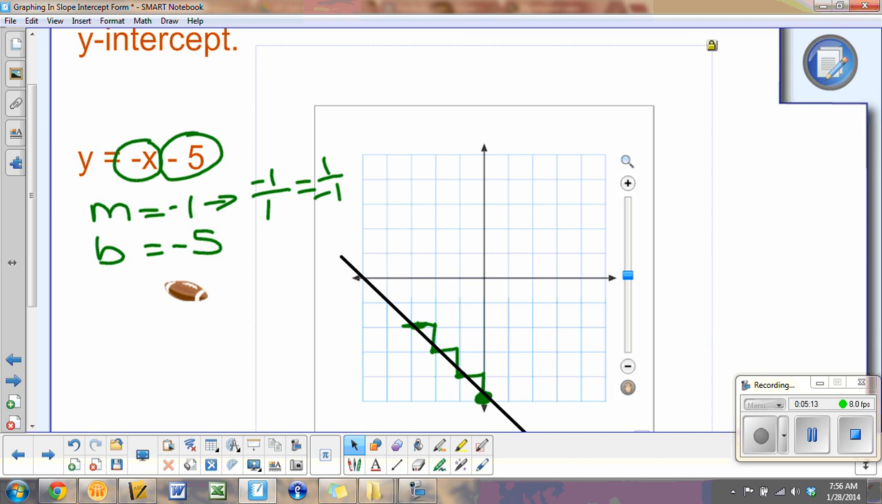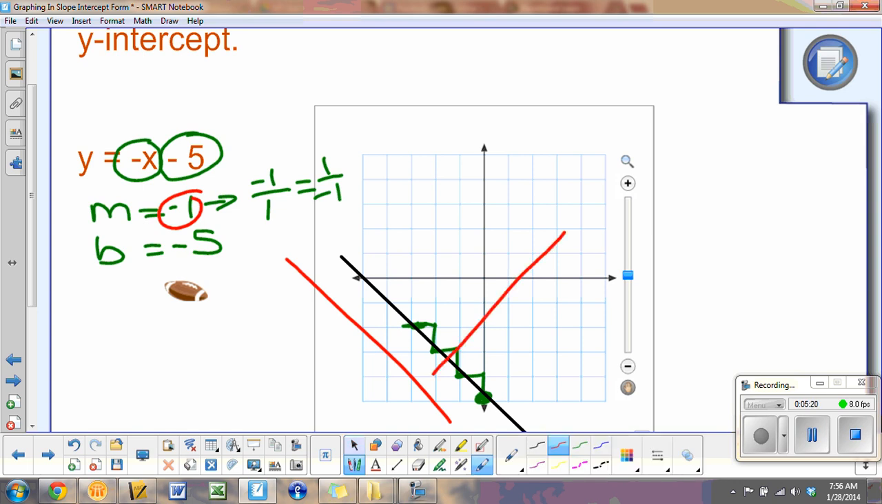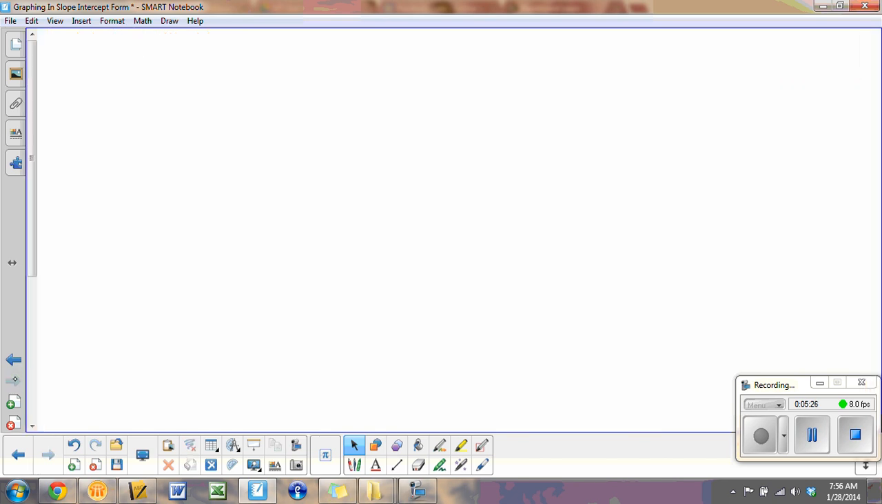You can also remember to use a little check here. If my slope is negative, it's going to be going downhill. So if you graph a negative slope and you end up with something that's uphill, that's a clue for you that something went wrong with your slope. And that's it.